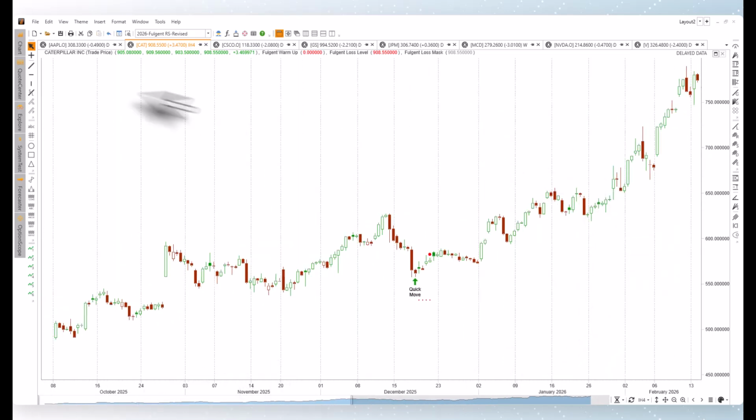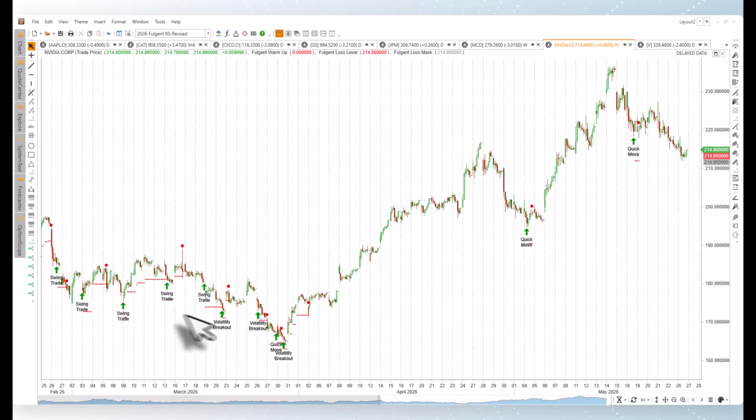Let's take another stock like Nvidia and see what the hourly ones look like on that one. Very interesting that despite using the AI that's trained on daily data, it does give quite a lot of good signals on an hourly chart for Nvidia, for example. So if you're trading the 0-day options or short-term swing trades on this one, you can use these quick moves, volatility breakouts, and swing trades even on an hourly basis.